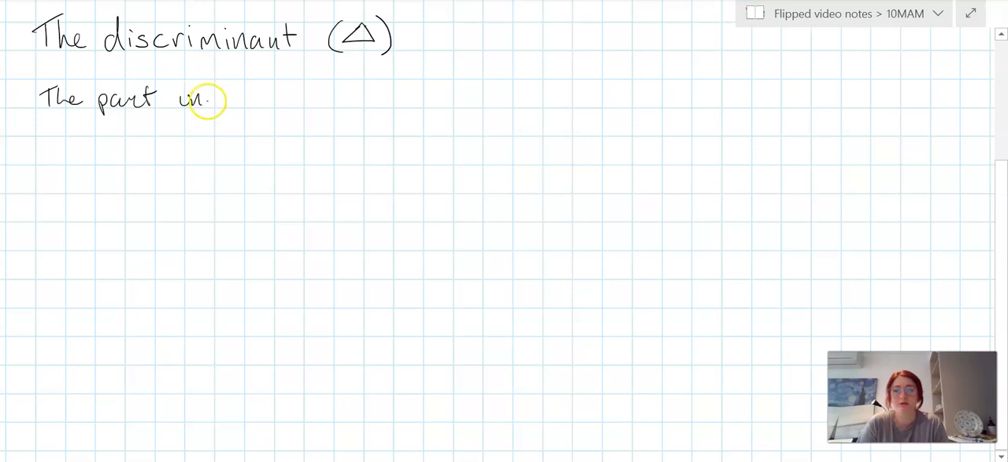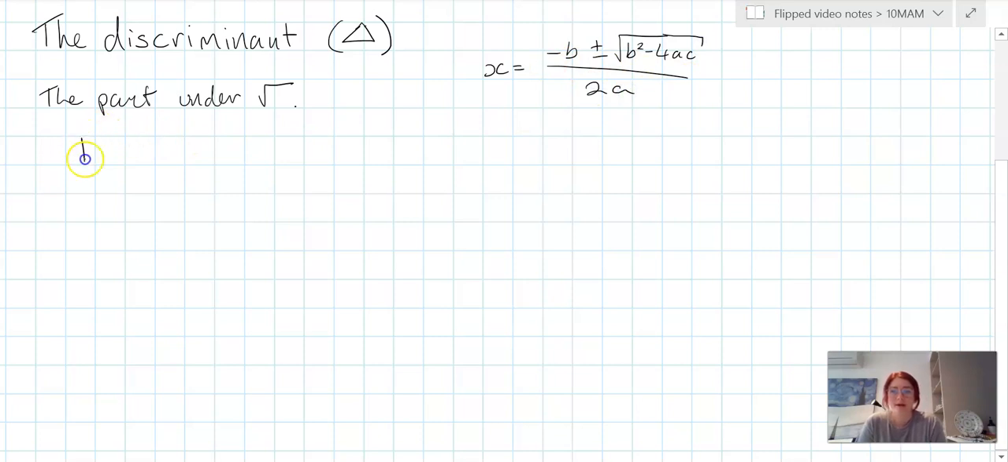Oops, I can spell, under the square root. So if we've got x equals negative b plus or minus the square root of b squared minus 4ac all over 2a, it is b squared minus 4ac. That is our discriminant. Okay, it's very, very simple.